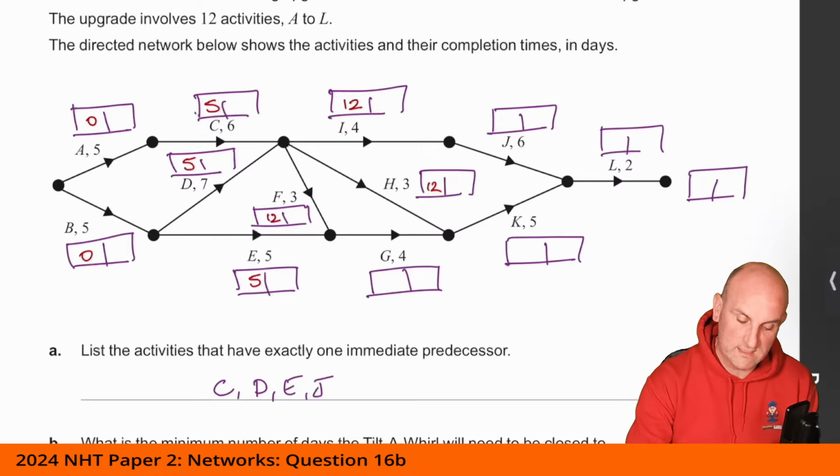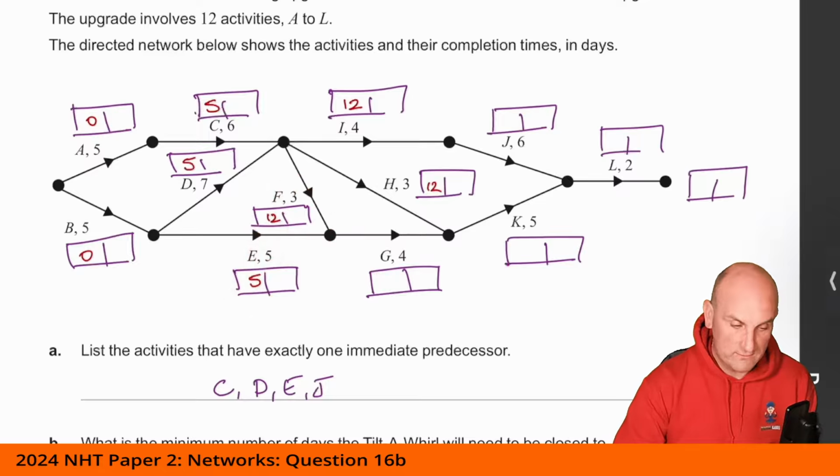Right, I've got a choice coming into this one here. So 12 plus 3 is 15. 5 plus 5 is 10. So that must be 15. We have a choice coming in again here. So 12 plus 3 is 15. 15 plus 4 is 19. So K must be 19.